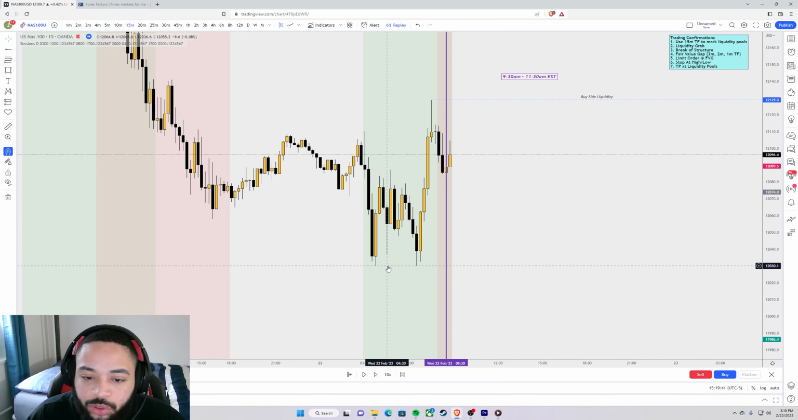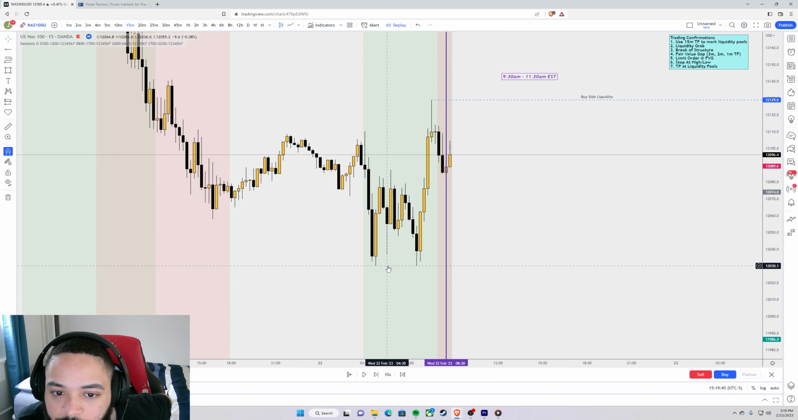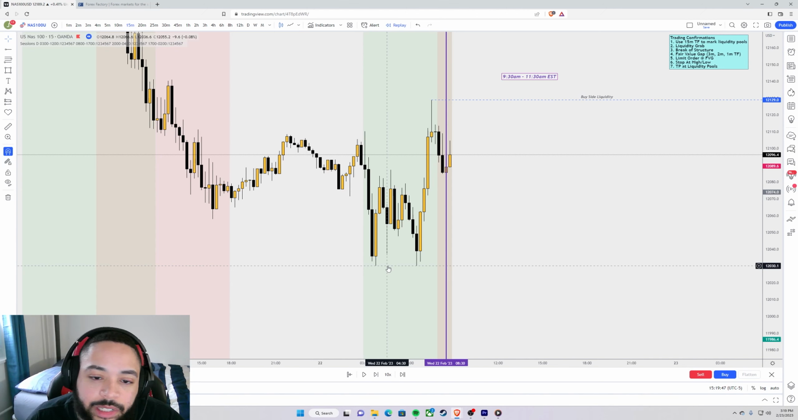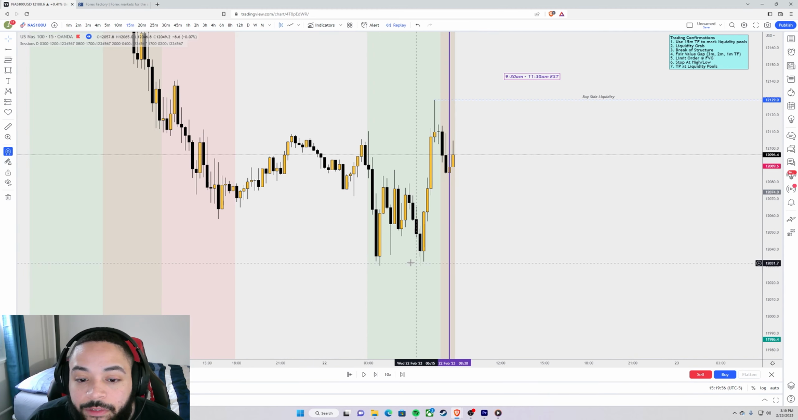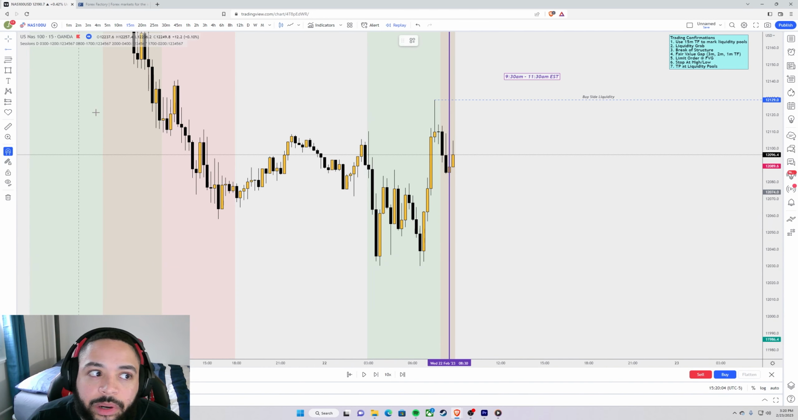We don't use those terms because we don't trade with retail logic. We understand that with retail logic, you're essentially just a target. You'll be used by the market as a target. You'll just be used as liquidity. So for me, most traders will see this as an opportunity to buy, right? Like this is support, this is a double bottom, we need to buy. For me, this is liquidity.